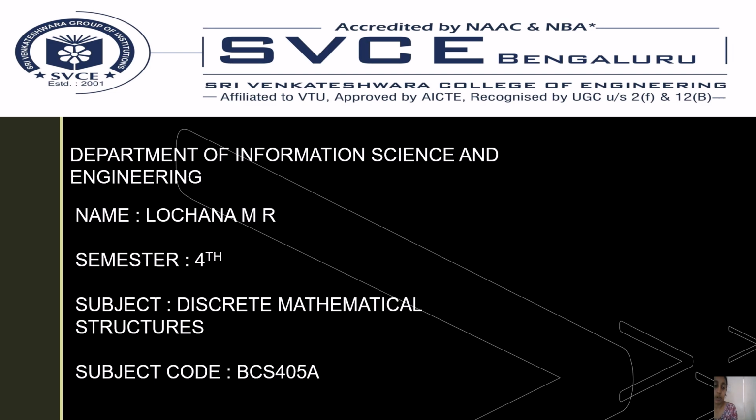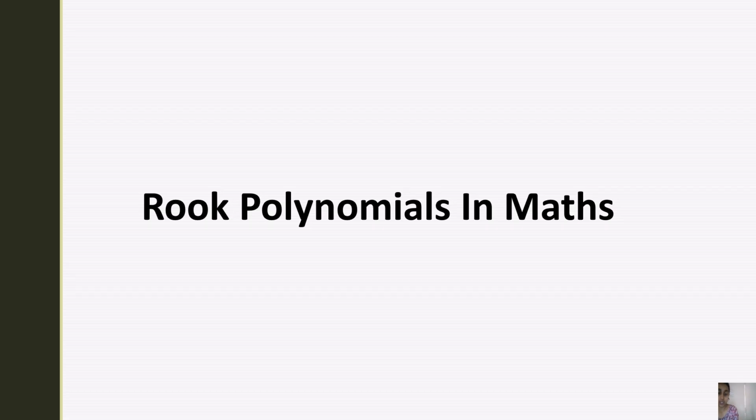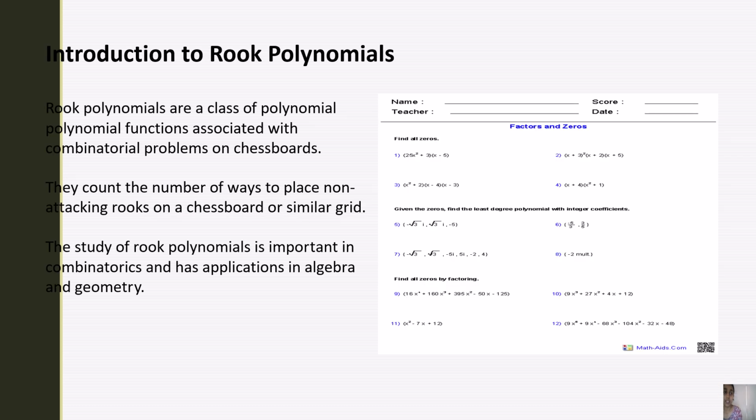In this video, I am going to explain about the subject Discrete Mathematical Structures. Subject code is BCS5A. Topic of today's subject is Rook polynomials in mathematics. First, let us see about the introduction. Introduction to Rook polynomial. Rook polynomials are the class of polynomial function associated with combinatorial problems on chessboards.